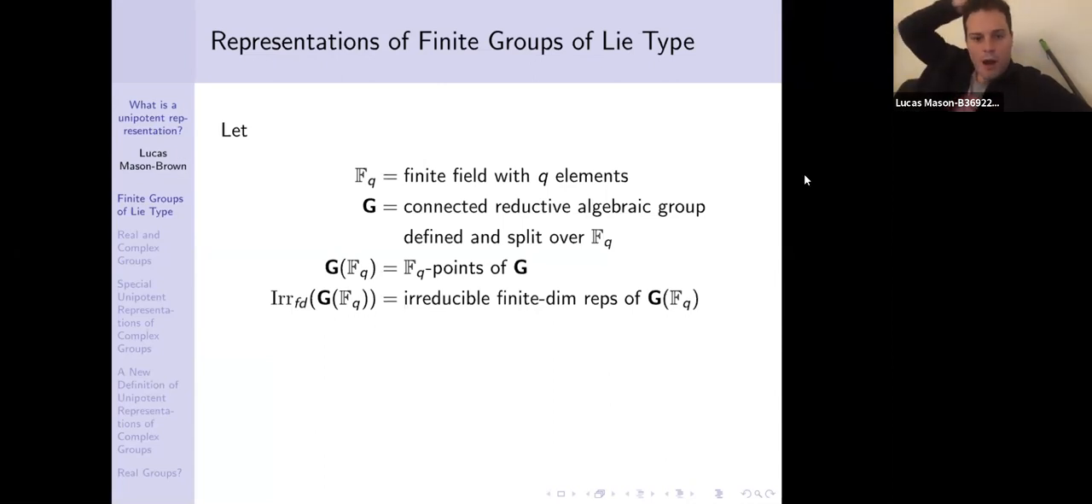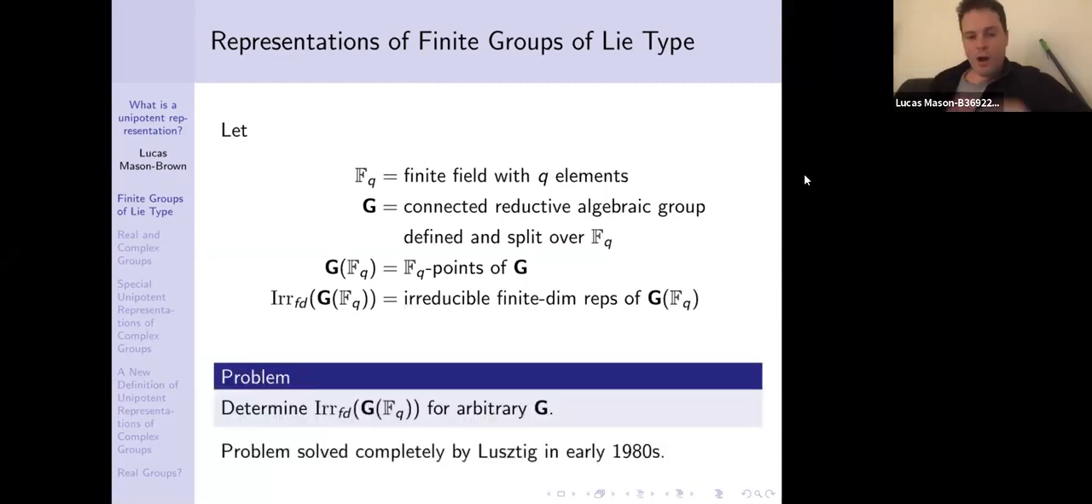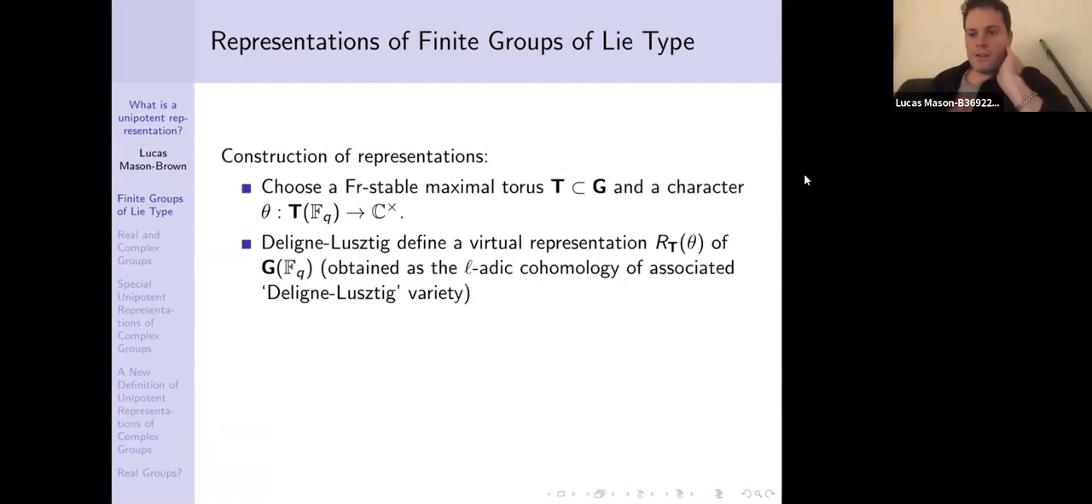In this world, the problem is to classify the irreducible finite dimensional representations of G(F_q), and this problem was solved more or less completely by Lusztig in the early 1980s. So let me try to briefly summarize the structure of his solution. The first ingredient is a construction of representations. If you have a Frobenius stable maximal torus T in G, and a character theta of its F_q-rational points, Deligne and Lusztig define a virtual finite dimensional representation denoted R_T^theta of G(F_q), which has a geometric construction via the l-adic cohomology of a certain algebraic subvariety of the flag variety called the Deligne-Lusztig variety.